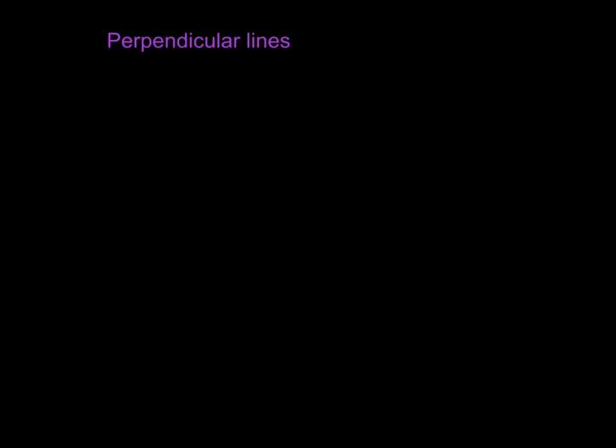Okay, the last type of line that we're going to talk about are called perpendicular lines. Can you say that with me? It's a long word. Perpendicular. Okay, so we talked about parallel lines, lines that are equal distance apart that never cross. We've talked about intersecting lines, lines that cross at some point. Perpendicular lines are intersecting lines and they cross at exactly 90 degrees.